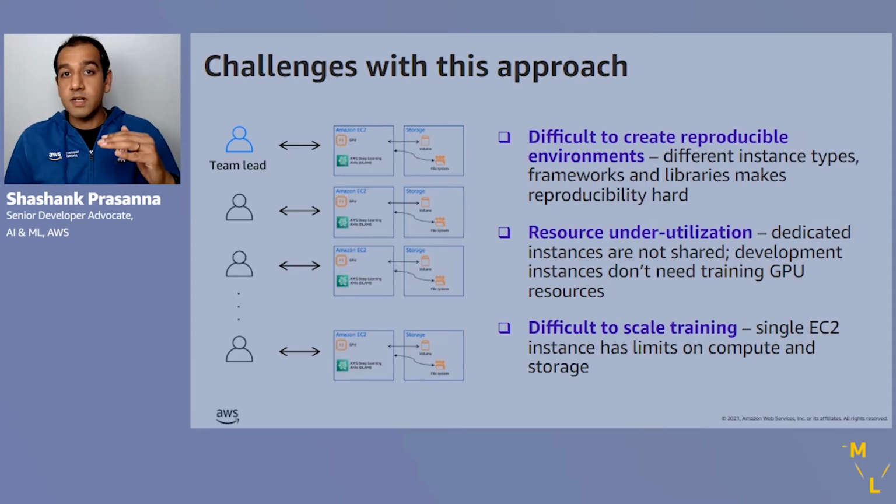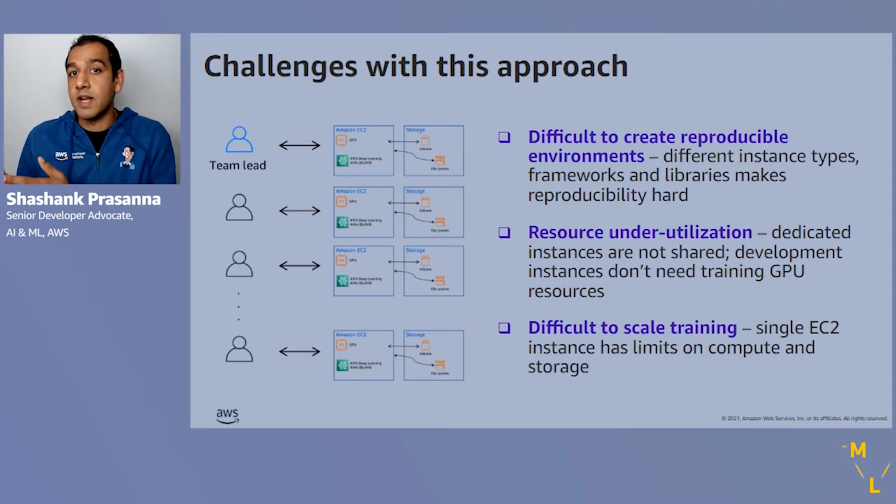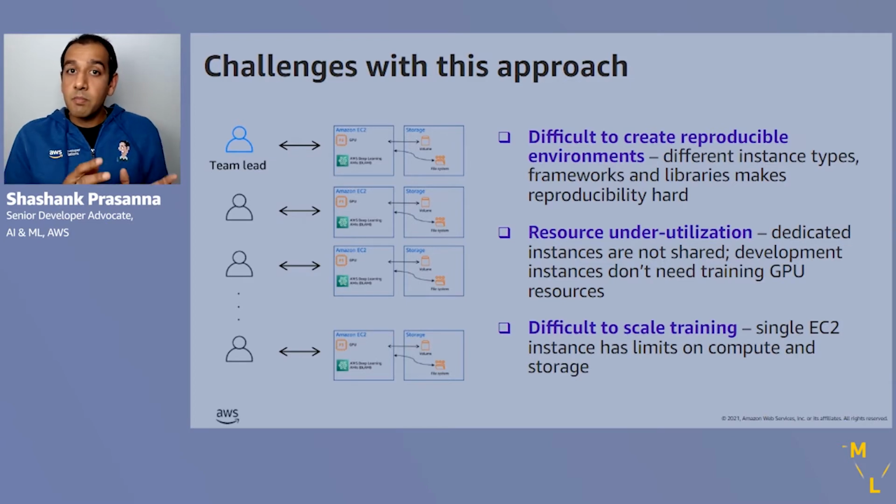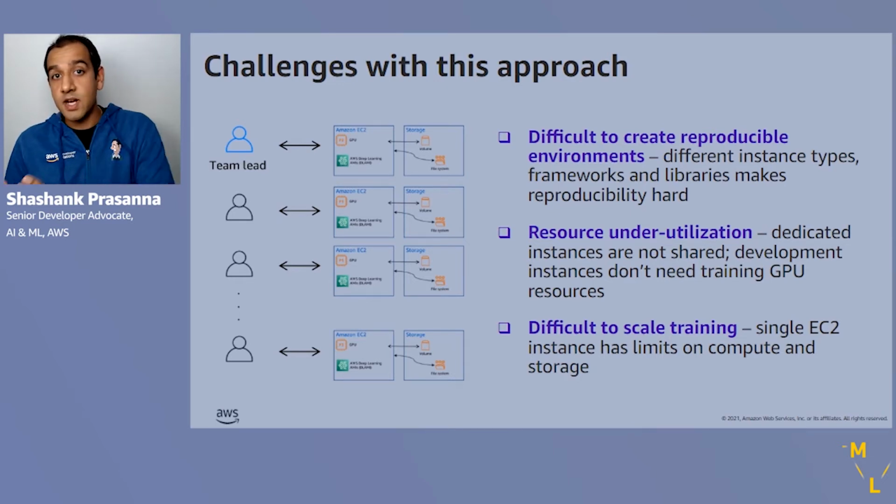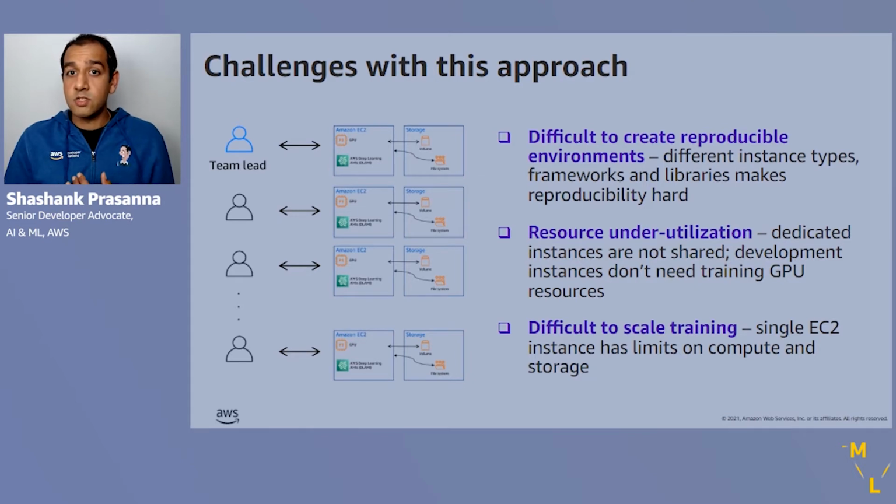Second, if you're working with a team and if every member uses a dedicated EC2 instance, you're not fully utilizing the available resources very well for two reasons. One, everyone's using a dedicated instance, so you're not sharing resources. And two, when you're developing, prototyping and testing, you don't really need access to a GPU. You want access to a GPU when you're actually doing the training. So when you're prototyping and testing, you're probably fine with a CPU instance. So your resource is not fully utilized if you're always running on a GPU instance.